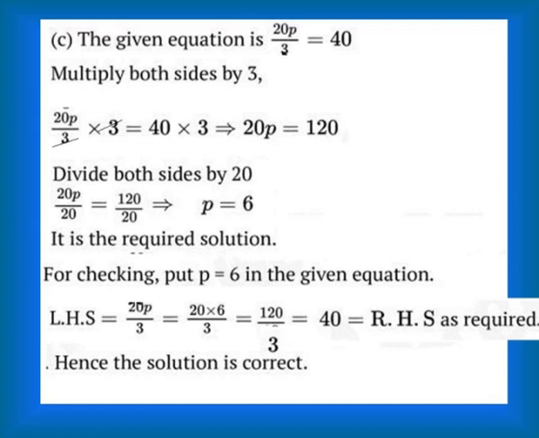Now substitute p is equal to 6 in the given equation, that is 20 into 6 divided by 3, which is equal to 120 divided by 3, which is equal to 40. Our RHS is also 40, so our solution is correct. In this question, D subdivision is homework. At last I will attach the homework question.